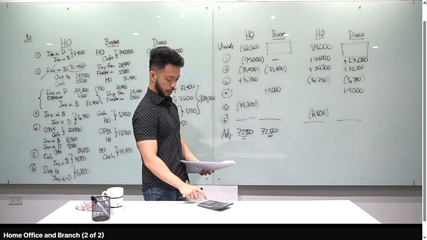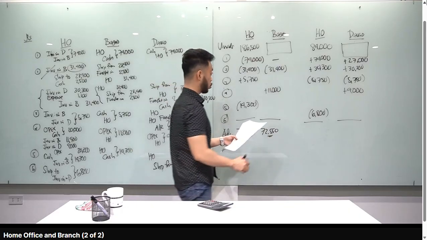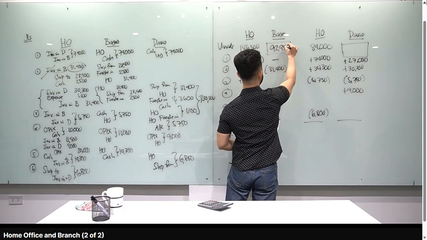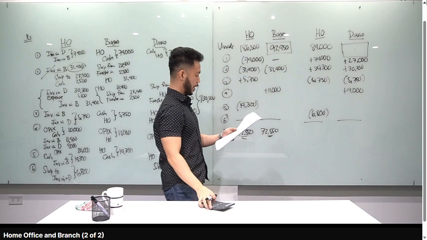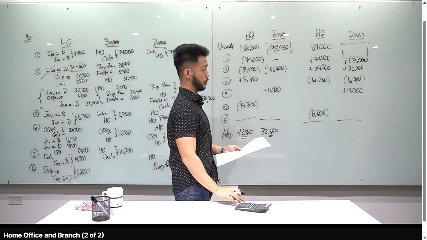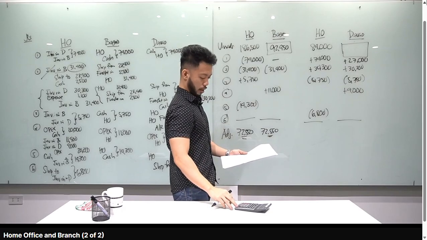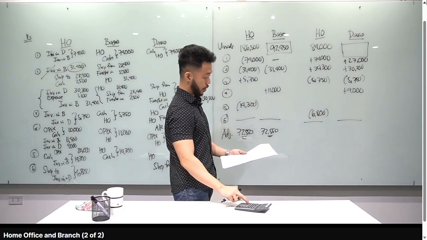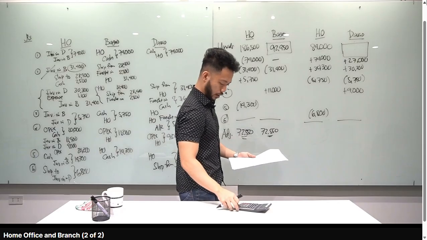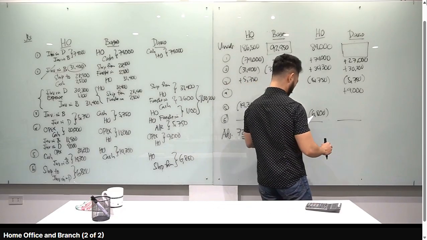72,550 minus 11,000 plus 31,400, you get 92,950. 92,950. Okay? Kaya answer natin sa question 1 is letter D, 92,950. Doon naman tayo kay Davao, 84,000 plus 74,000 plus 30,300 minus 5,750 minus 6,800, you should get 175,700.